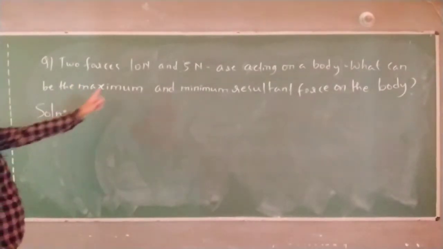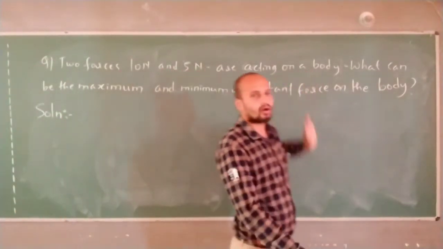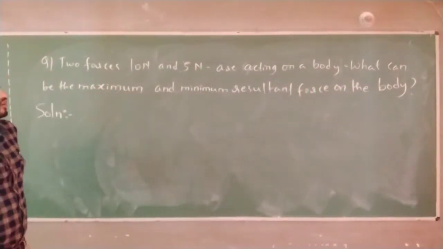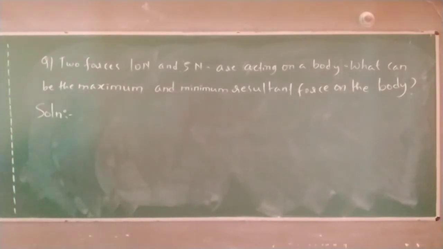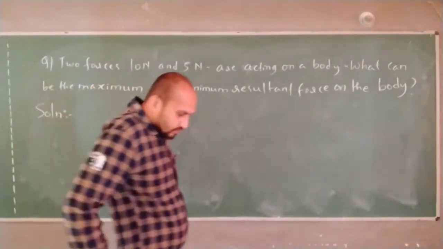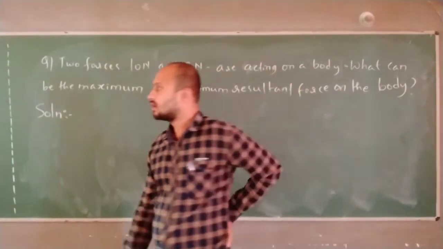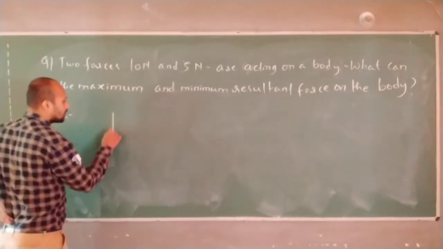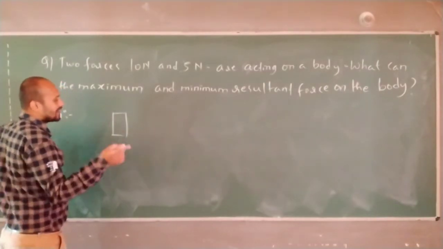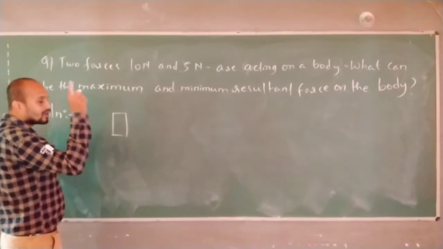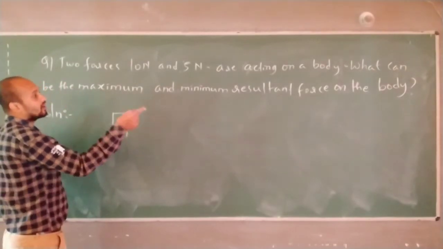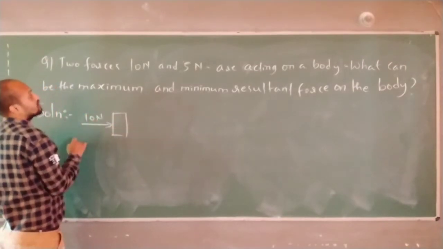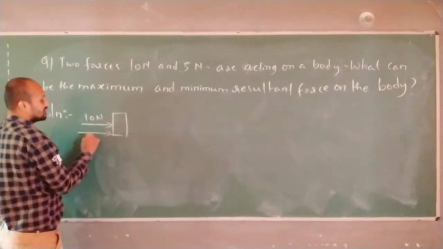Two forces, 10 Newton and 5 Newton, are acting on a body. What can be the maximum and minimum resultant force on the body? What is the maximum force on the body? What is the minimum force on the body? See, as we have learned, if I take one body, the maximum force acting on the body will be when the 10 Newton force is in this direction and the 5 Newton force is in this direction.